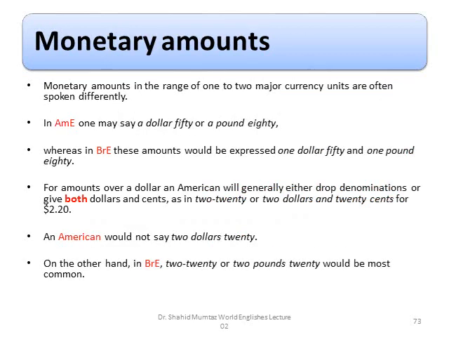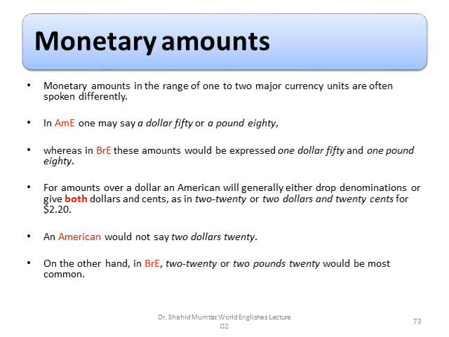Okay, monetary amounts. Monetary amounts in the range of 1 to 2 major currency units are often spoken differently. Okay. So in American English, one may say "a dollar fifty" or "a pound eighty", whereas in British English, these amounts would be expressed as "one dollar fifty" and "one pound eighty".